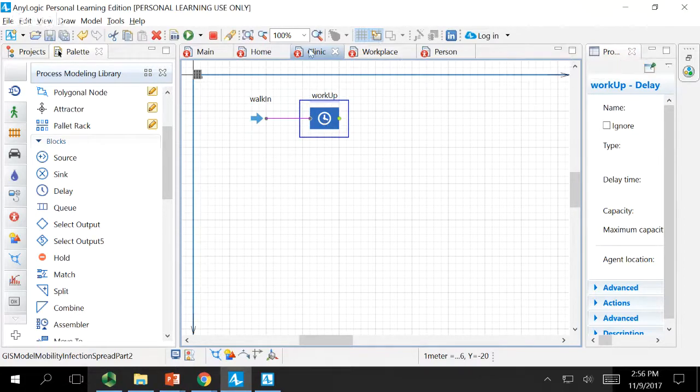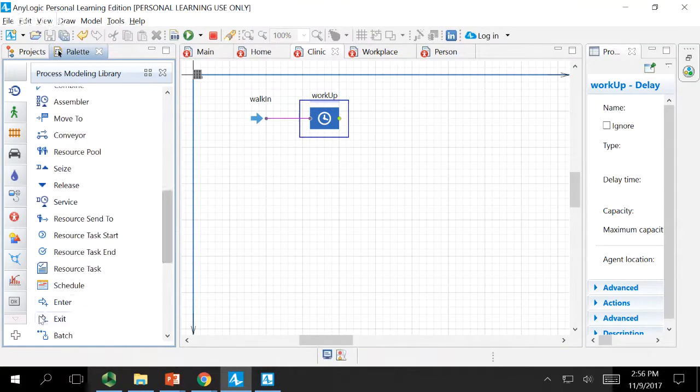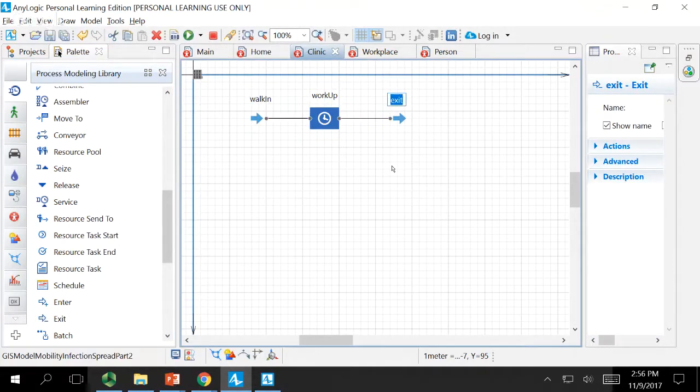And I'd like you to finally add an exit here. Okay? An exit component where they return home. So individuals are going to flow in, they're going to be worked up, and they're going to go home.